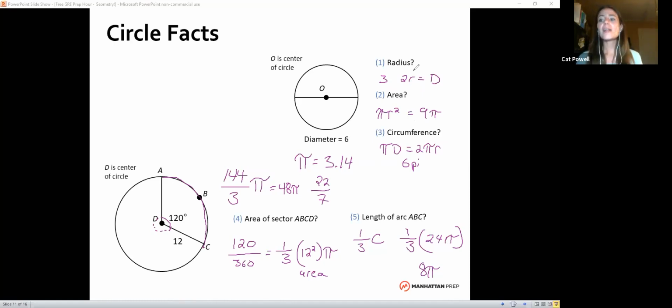But that's another reason to look at the answers, because it'll tell you, do I need to keep it in terms of pi? Do I need to change to a decimal? It'll also tell you a little bit about how far you have to go with the mechanics.